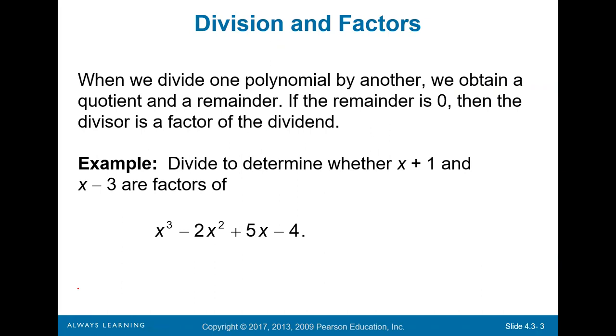Division and factors. When we divide one polynomial by another, we obtain a quotient and a remainder. So what is this saying? It's saying that we're going to take our divisor, which is also called our denominator, and we're going to divide it into our dividend, which is also called our numerator. And it's going to give me a quotient. So what I multiply the divisor by is going to be the quotient. And our end result, after finding the difference, will give me my remainder.